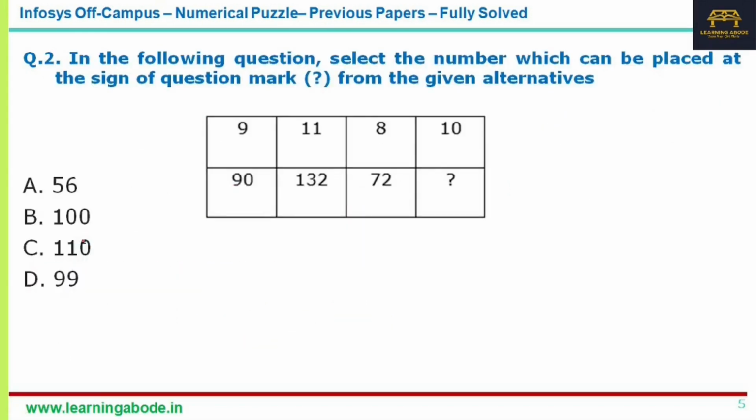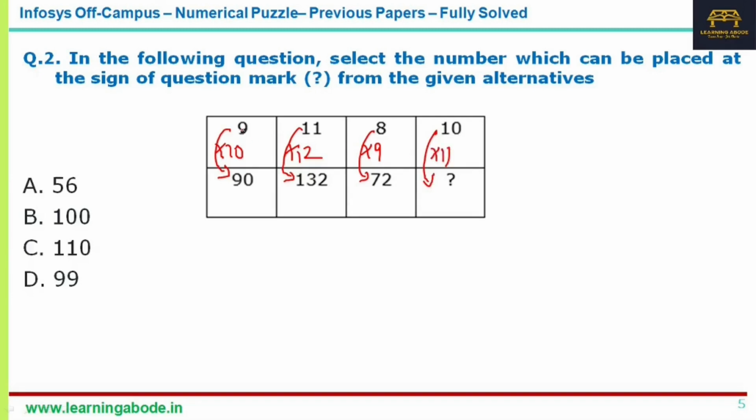So this video is just to give you an idea of how you can expect the questions. And this is a very easy one. What will come in place of the question mark? 9 and 90, 11 and 132, 8 and 72. You can easily guess the relation. 9 into 10 is 90, 11 into 12 is 132, 8 into 9 is 72. So 10 into the next number, 11.